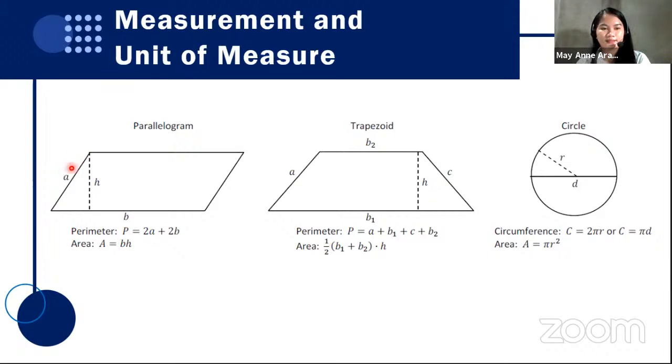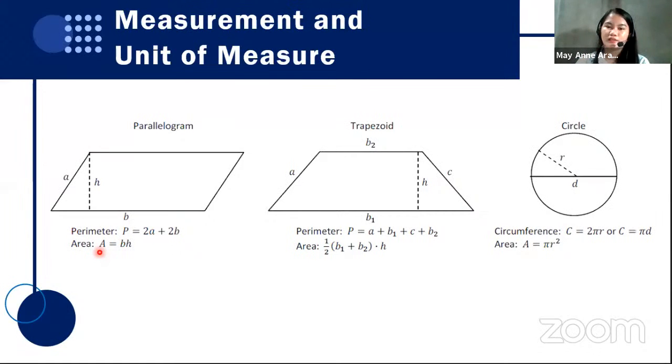Okay, for a parallelogram, the perimeter is just twice this length, since they are parallel. And for the other one, we have here the base, the two bases. So just add. It is the same as the rectangle, so we have just here 2a plus 2b. And for area, just base times height.